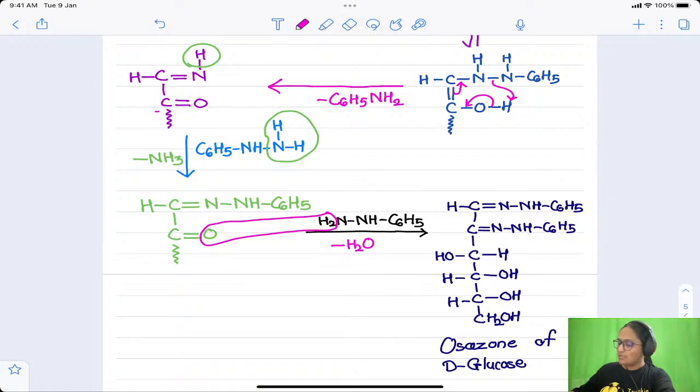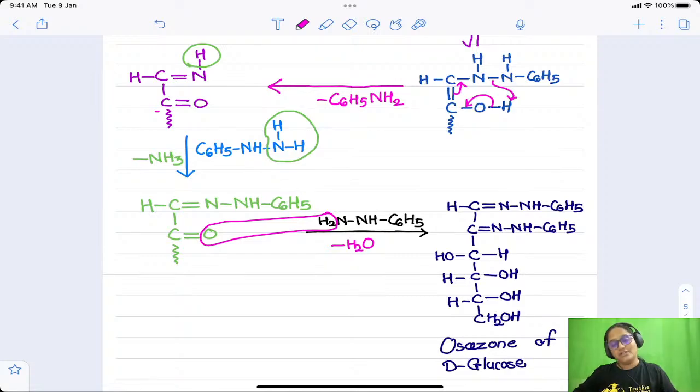In this osazone you can see there are two C double bond N NHC6H5 groups. Rest of the structure is as it is. Rest of the structure of aldohexose will not change. Okay, so this is the mechanism of osazone formation for glucose.